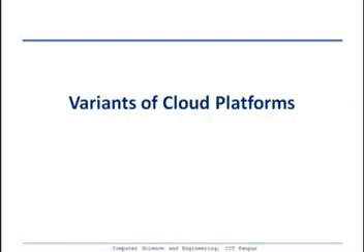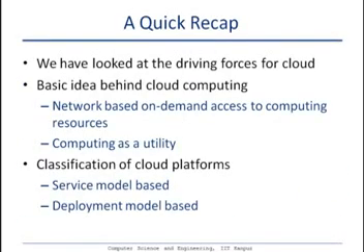In this lecture, I'm going to talk about the variants of cloud computing platforms, all the properties that are common across various cloud computing platform variants. We'll go over them. So we have already looked at in the previous lecture the historical background behind cloud computing and also some of the driving factors that have helped development of cloud computing platforms.